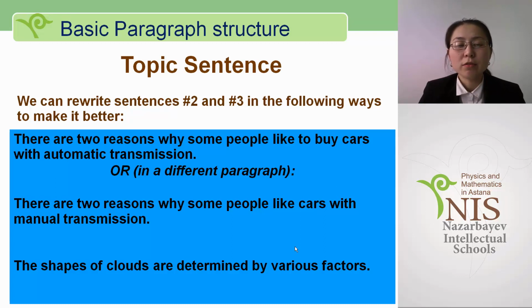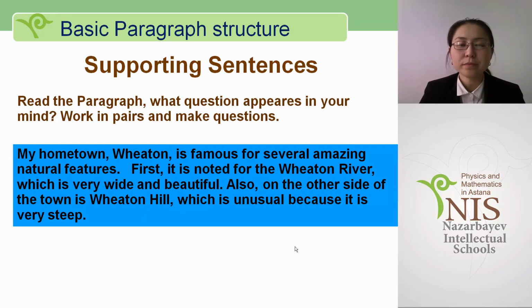Now, we can write sentences 2 and 3 in the following ways to make them better. There are two reasons why some people like to buy cars with automatic transmission. And now let's look at some different paragraphs. There are two reasons why some people like cars with manual transmission. The shapes of clouds are determined by various factors. The topic sentence is a bun of the sandwich or hamburger. What is inside? Inside, supporting sentences.